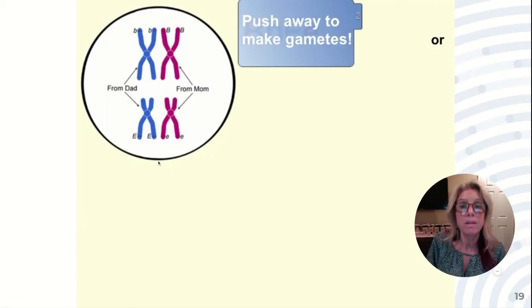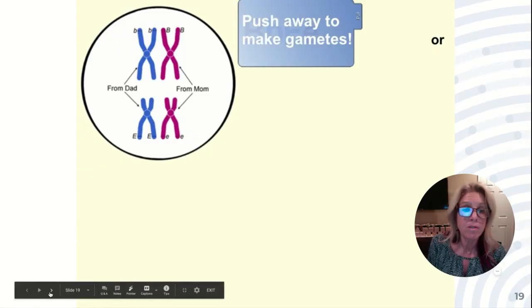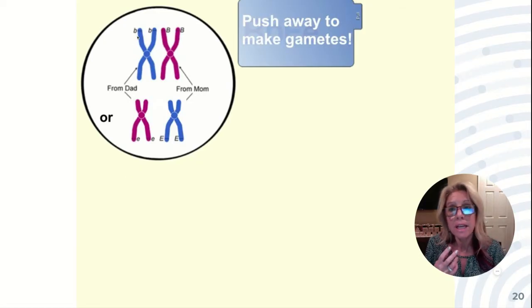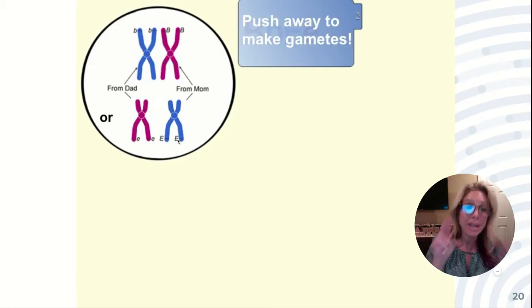But they could have lined up a different way. Instead of lining up this way, they could have lined up this way. So you could flip that, right, because of the law of independent assortment. And so if they lined up this way, then you would get little b with little e and big B with little e in your gametes, right, depending on how they separate.